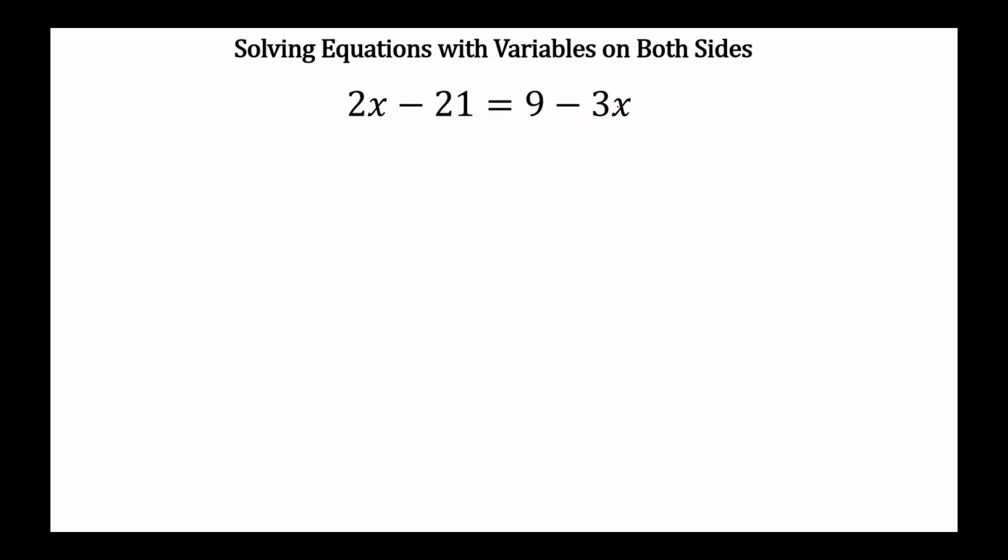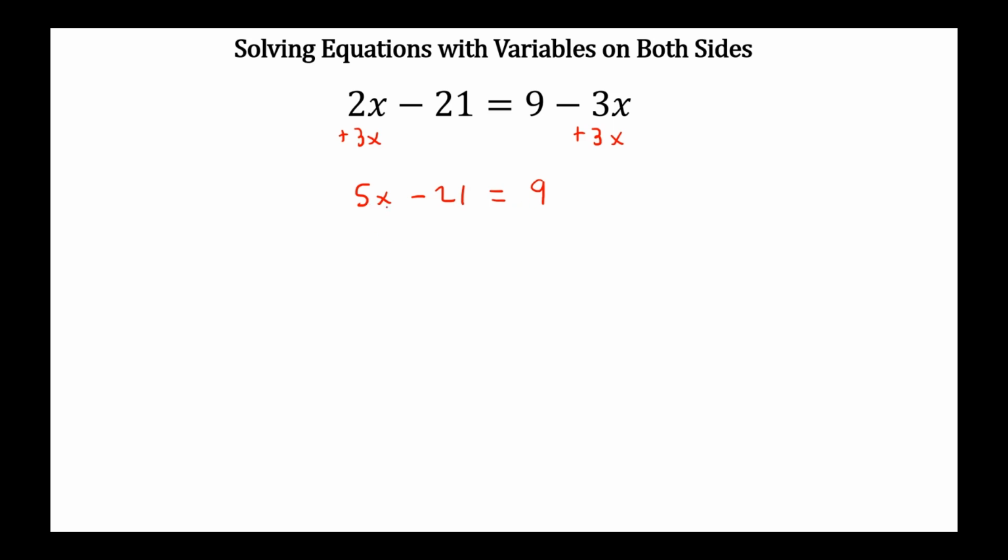So right now, since it's minus 3, I'm going to apply the opposite, which would be plus 3. So I'm going to add 3x to both sides. Now, would you agree that minus 3x plus positive 3x is 0? Absolutely. So that means all I have left on the right side now is just 9. Now on the left side, I have 2x plus 3x. That should get me 5x. And then I still have to subtract the 21. So now I have a two-step equation where I have 5x minus 21 equals 9.